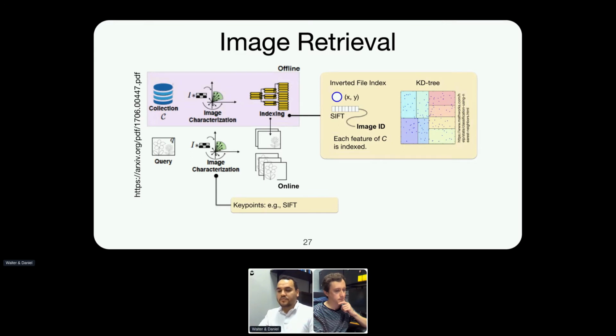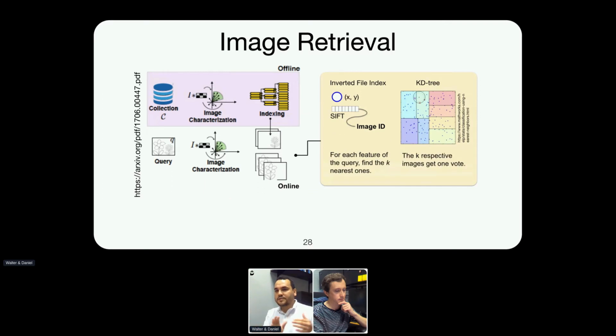Whenever we have a query, as we can see in the next slide, we provide the query for which we want to get related images. We extract key points from these images and get the feature vectors that belong to the query. Then for each feature vector, we go to the index of feature vectors and get the k nearest ones. Because it's an inverted file index, we know from the nearest feature vectors which images they belong to. So for each feature vector of the query, we know the nearest images, and we can cast votes. This is how we build a rank of images.